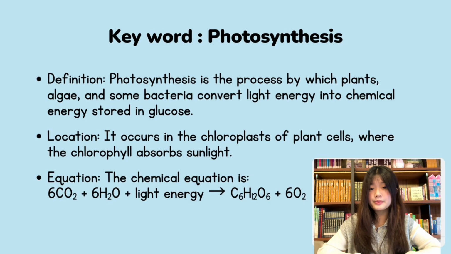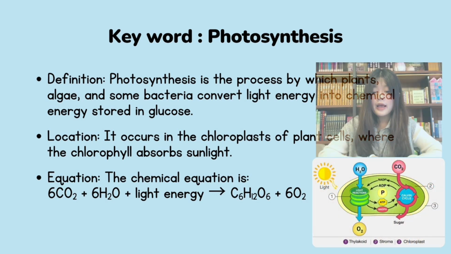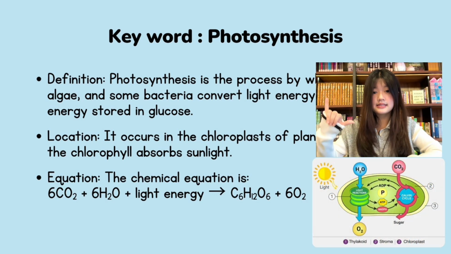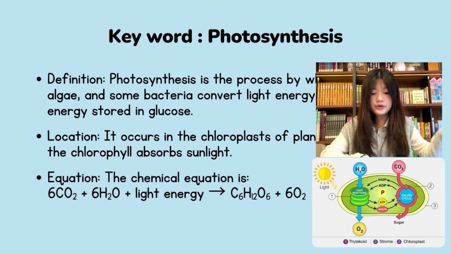During this process, plants, algae, and some bacteria convert light energy into chemical energy stored in glucose. Chlorophyll, in the plant cells of chloroplasts, absorbs sunlight, and the energy is used to convert carbon dioxide from the air and water from the soil into glucose, a form of stored energy. Here is the equation: 6 carbon dioxide plus 6 water and sunlight yields glucose and 6 oxygen. Oxygen is released as a byproduct.